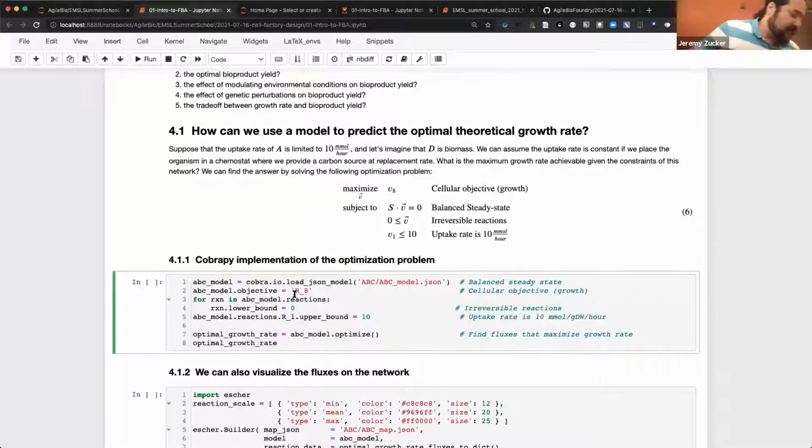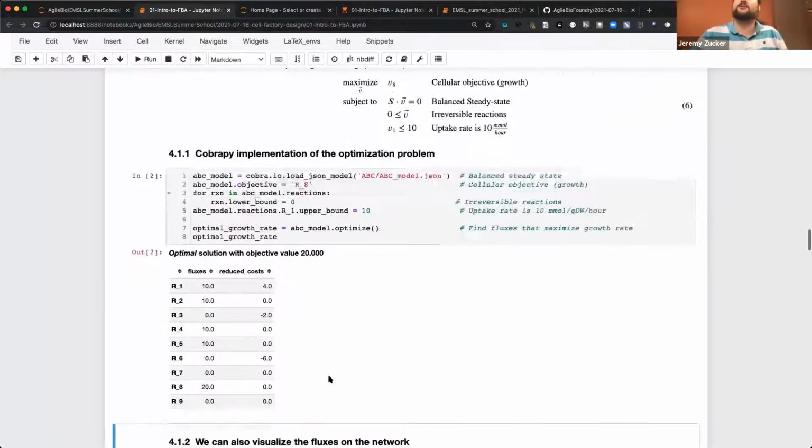So it turns out that we can implement this with our COBRA model, and we set the objective here, and then we say that the lower bounds for all the reactions is 0. And then we say the upper bound for R1 is 10. And then we say, what is the optimal growth rate? Well, we'll optimize and see. So notice that this is green right now. I will just click on it, and it generates the optimal solution. It turns out the optimal solution for R8 is 20. And these other fluxes are required in order to produce it.